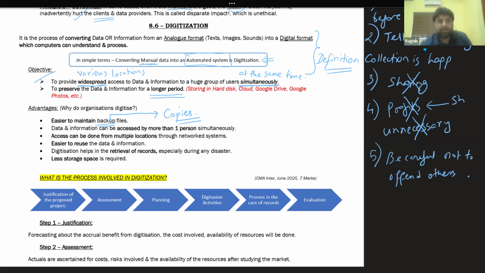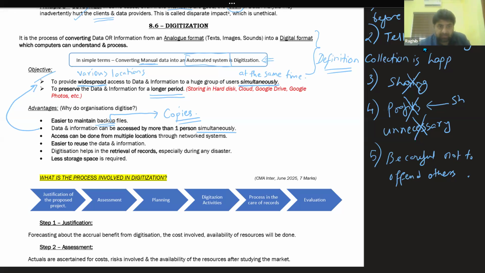Now, second, data and information can be accessed by more than one person simultaneously. This is what we were learning in the first point here, that any kind of information can be taken care of by more than one person at the same time. We will not have to wait for someone else to finish and then restart from someone else. At the same time itself, so many people can work on those documents.